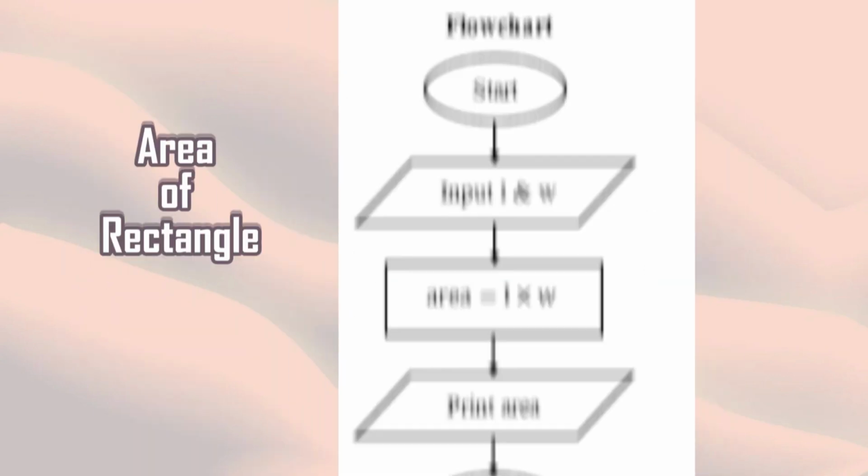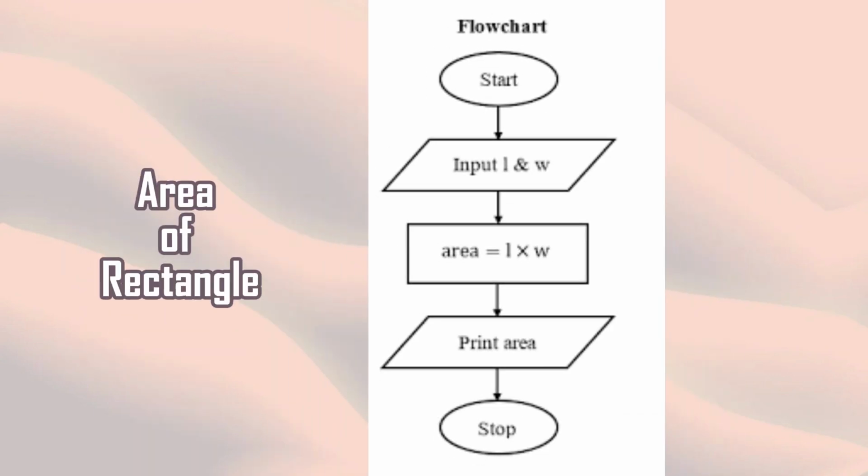In this example we are going to find the area of a rectangle. So first off, the start is going to be done with the terminator and next is going to be input. What we need to find the area of a rectangle is its length and width. So the things we require are going to be placed in input, which uses a parallelogram.